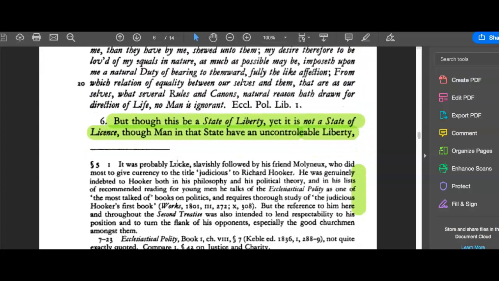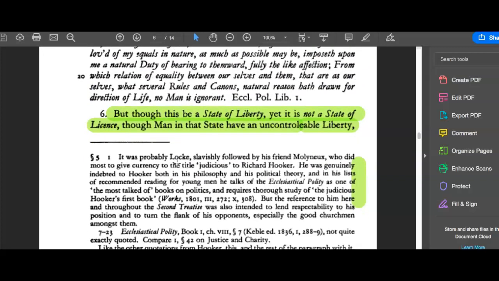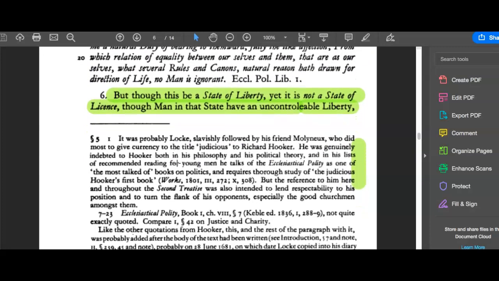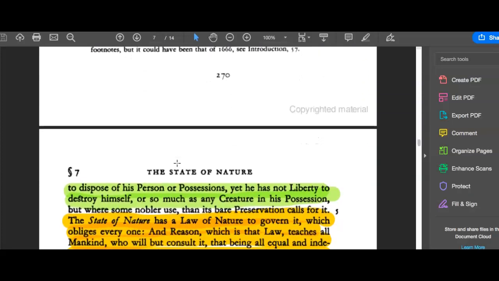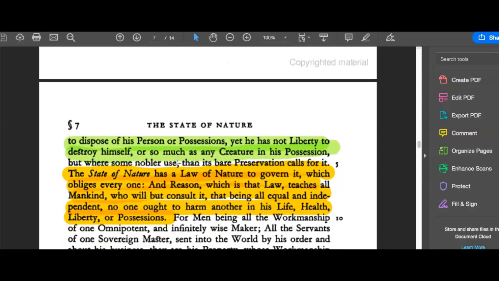But though this be a state of liberty, yet it is not a state of license. Though man in that state has an uncontrollable liberty to dispose of his person or possessions, yet he has not liberty to destroy himself. And then, most importantly, the state of nature has a law of nature to govern it, which obliges everyone, and reason, which is that law, teaches all mankind, who will but consult it, that being all equal and independent, no one ought to harm another in his life, health, liberty, or possessions.